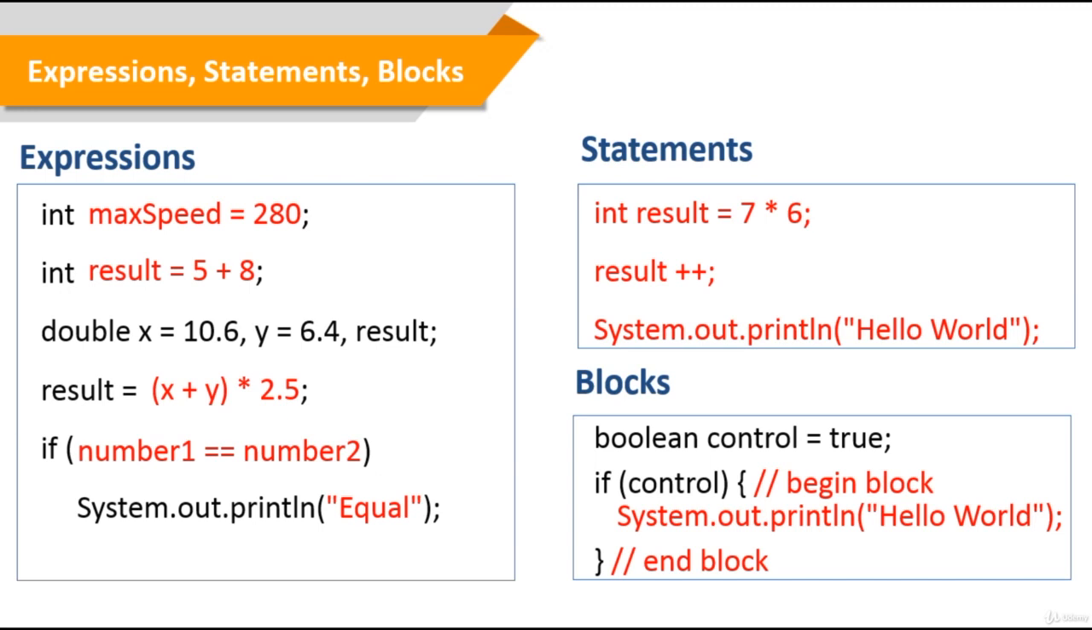So you'll see some examples of expressions illustrated in red. So here, maxSpeed = 280 is an expression that returns an int data type. Int is not part of an expression. So typically, except the data type and semicolon, it forms an expression. result = 5 + 8 is an expression, and the result is now 13.